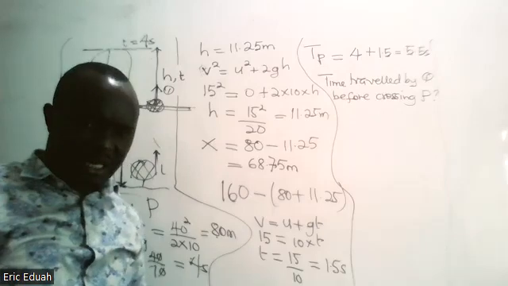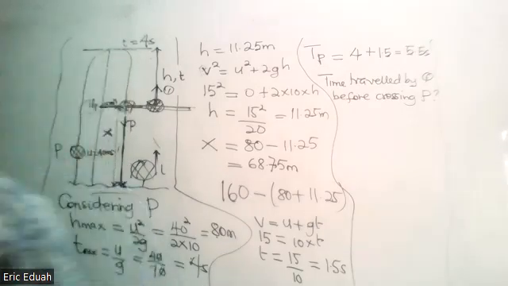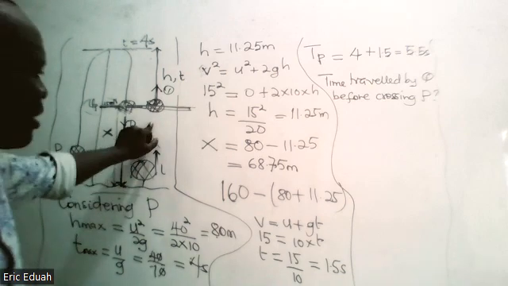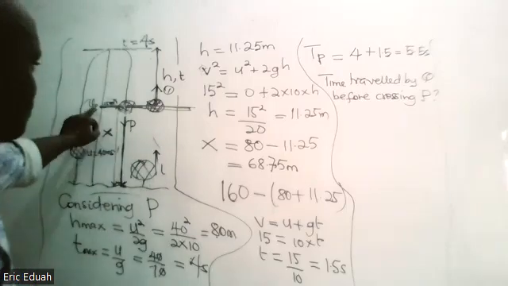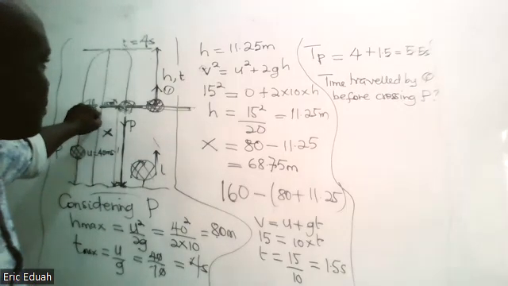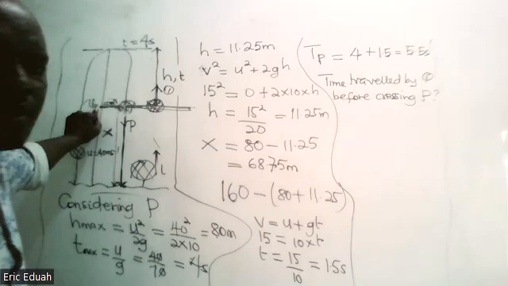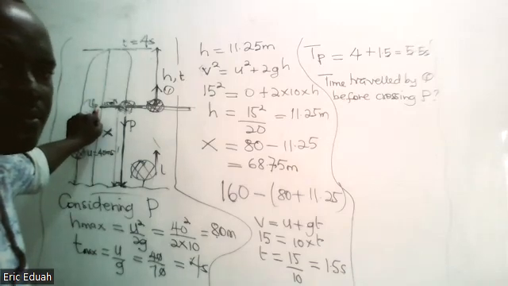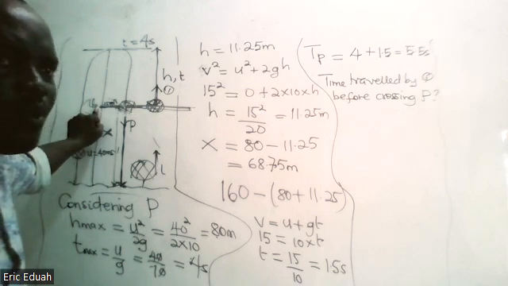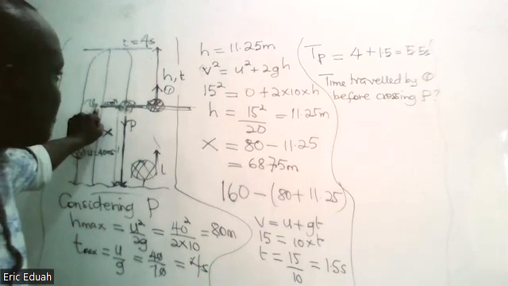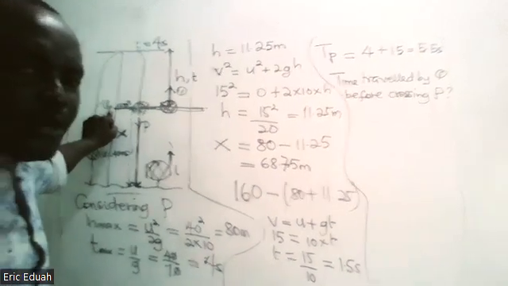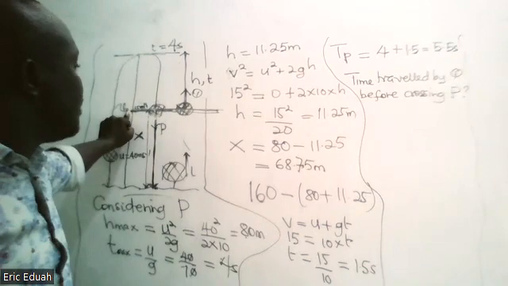Gloria, go ahead. 2.5. Gloria, how did you get 2.5? Please, I took the total time to be 8 seconds. Then I subtracted 5.5 to get the time from Q to me.